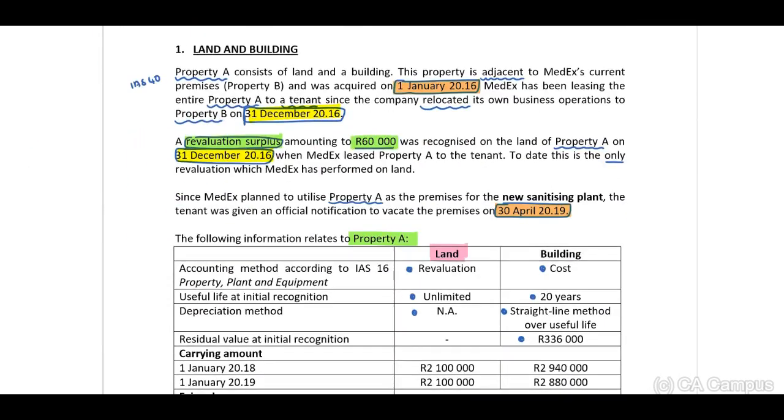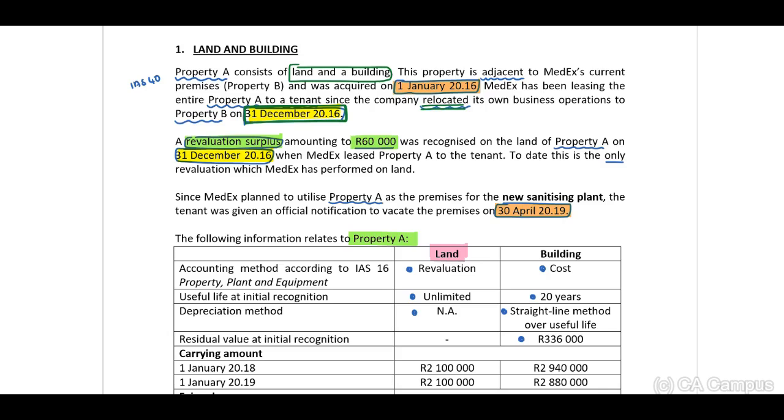Now, land and buildings. Property A consists of land and buildings. This property is close to Medex current premises and was acquired on 1 January. Medex has been leasing the entire property A to a tenant since the company relocated its own business operations to property B on 31 December 2016. Okay, so level 1 students, don't freak out guys, it's not that difficult. You will identify the sufficient marks in the solution for you to be able to pass the question with the knowledge that you do have.